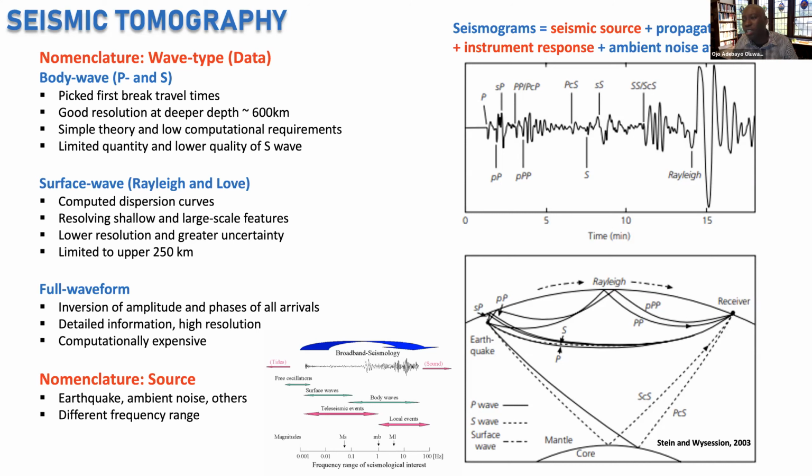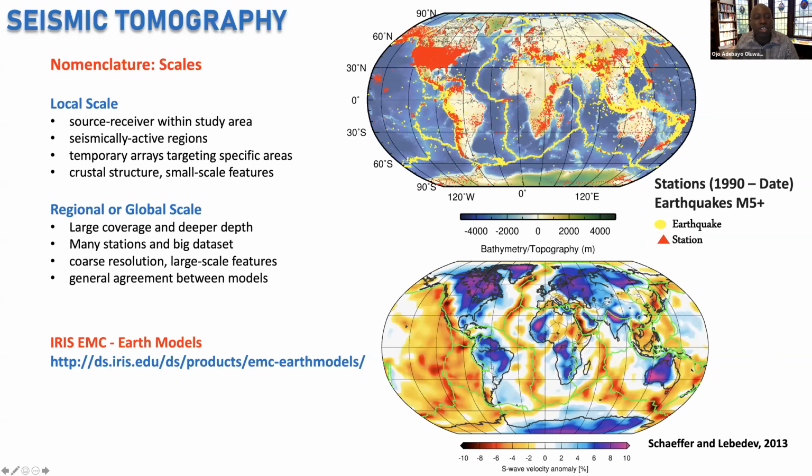For example, you see terms like earthquake local tomography. It's just telling you that the earthquake is the source of the data set. And then we have what we call ambient noise tomography, which points to the fact that this model was built from noise data. Basically this kind of nomenclature is emphasizing the different frequency ranges. For example, this shows you the frequency range of these different seismic phases. You can see that we have surface waves, which are much longer period, and body waves, which are much higher frequencies.